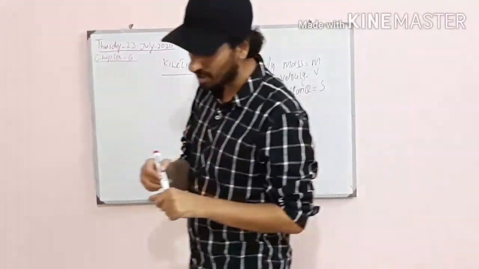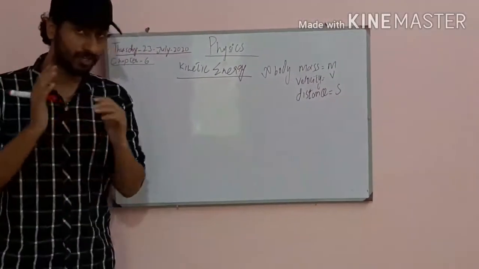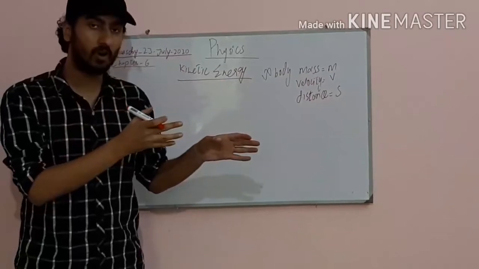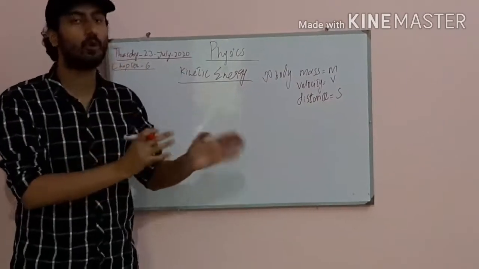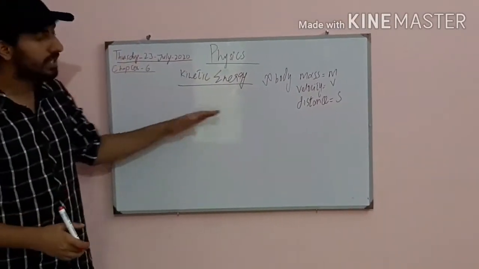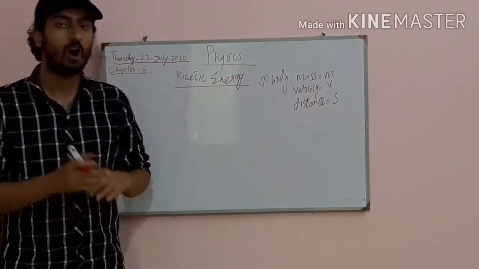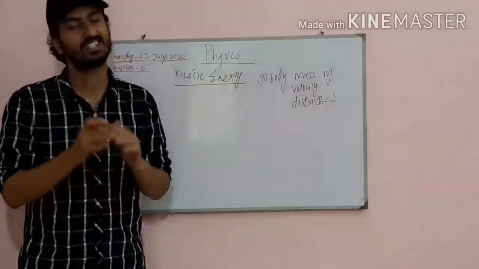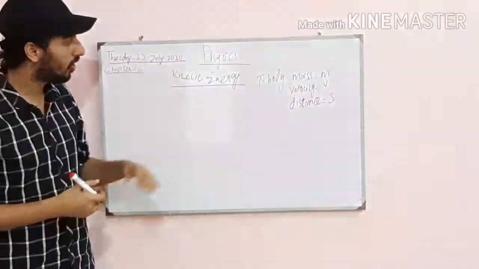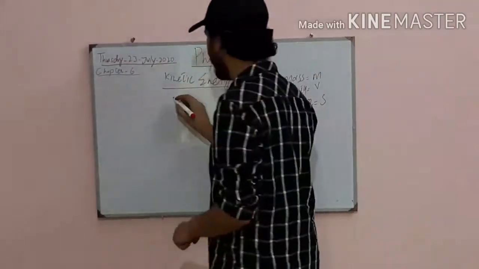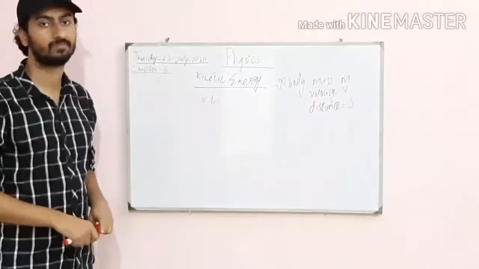Now why does the body stop? Because the opposing force of friction tends to stop the body. So in doing work against the opposing force of friction, all of the kinetic energy of the body is consumed. It is used up. So after some time the body stops. So what will be its kinetic energy?